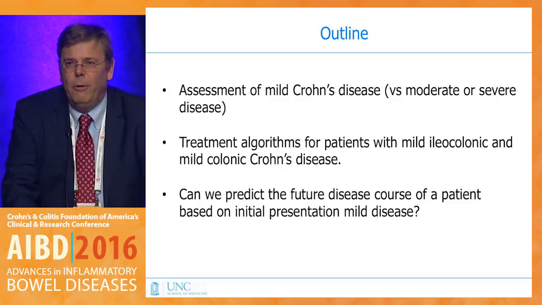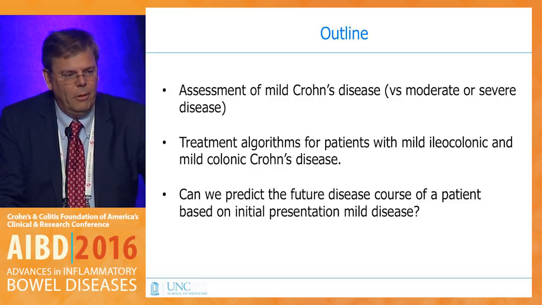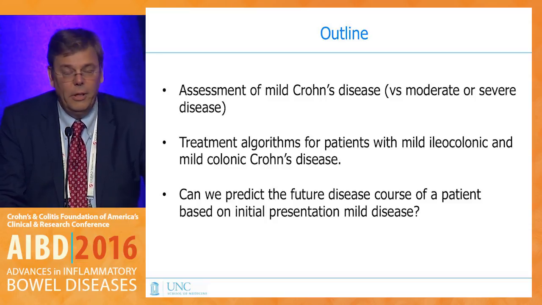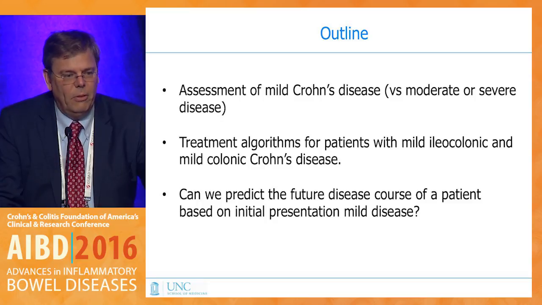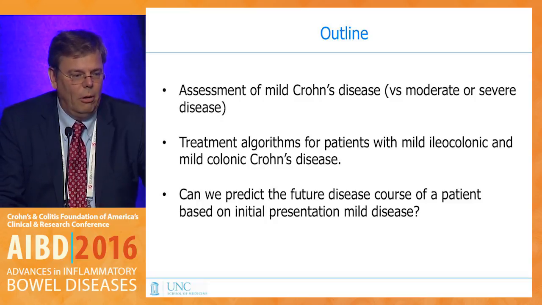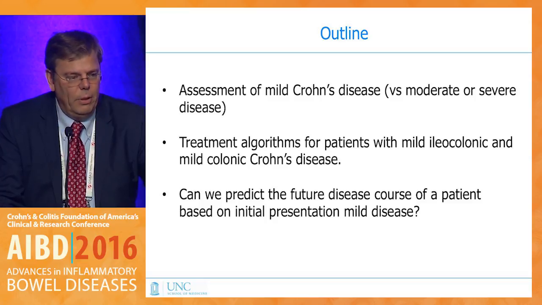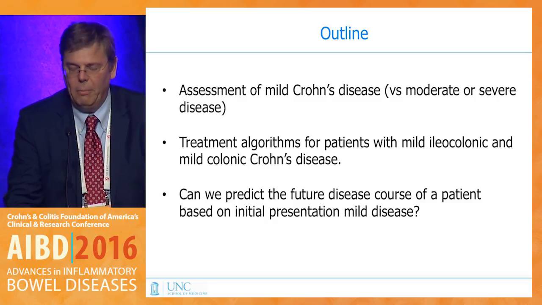I want to focus only on Crohn's disease, because otherwise it would be too confusing. I want to tell you how you assess mild Crohn's disease versus moderate or severe disease. I want to show you treatment algorithms for patients with mild ileocolonic and mild colonic Crohn's disease. And at the end, I want to try to answer the question: can we predict the future disease course of a patient based on an initial presentation with mild disease?